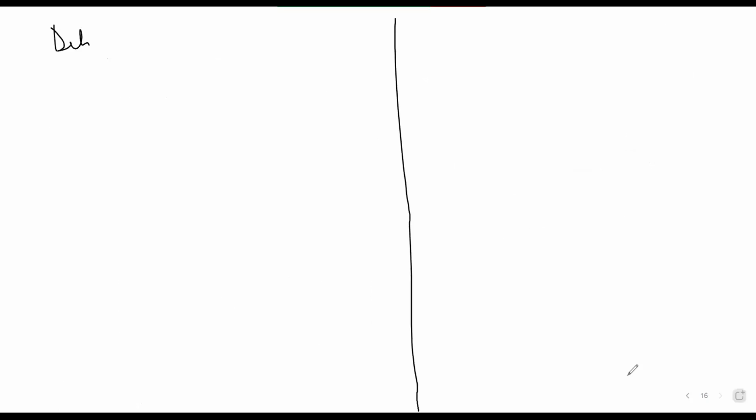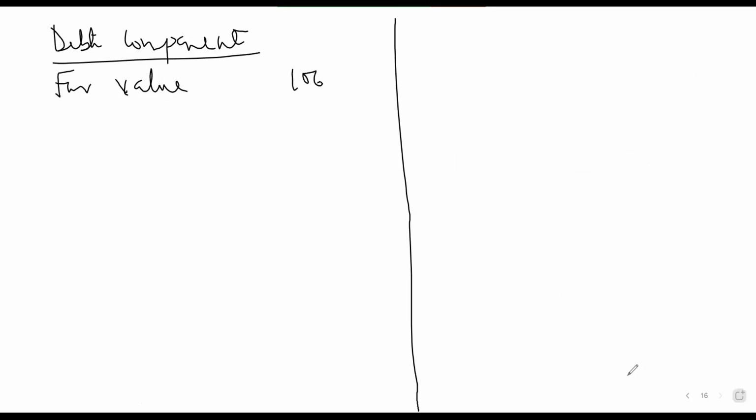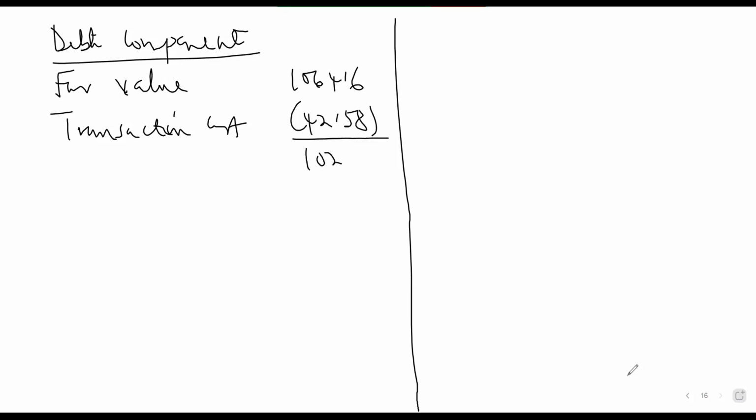So what we'll do is that this cost must all be capitalized. Let's count the debt component. The transaction cost, if it is capitalized for the debt component, we are subtracting, isn't it? Okay, so the fair value of the debt is 1064.6. Transaction cost 42.58. What will be the balance? 1022.02.